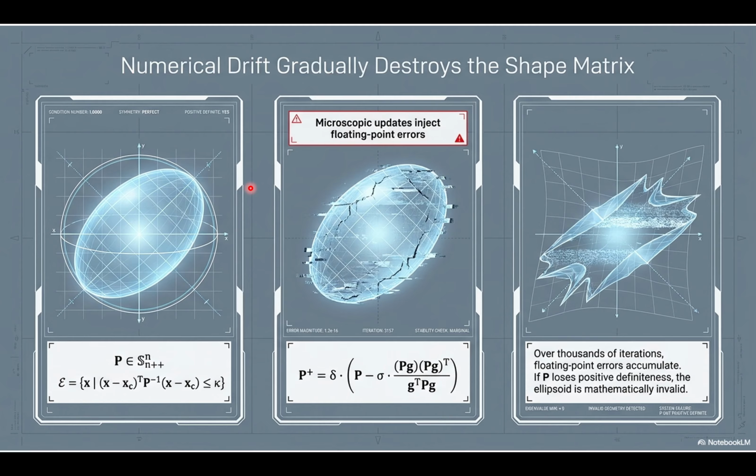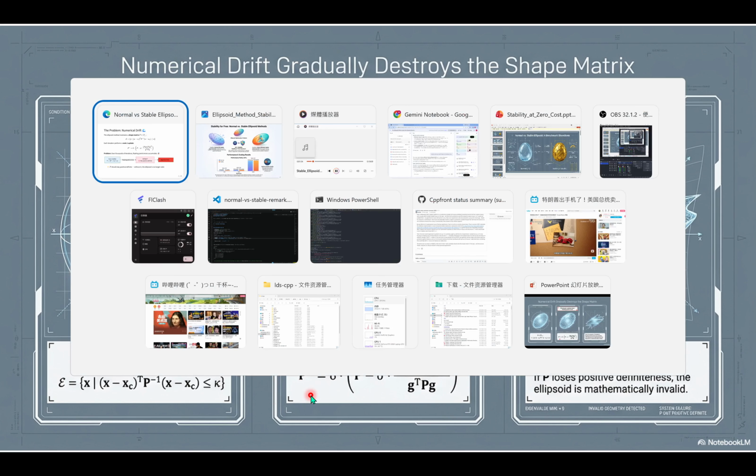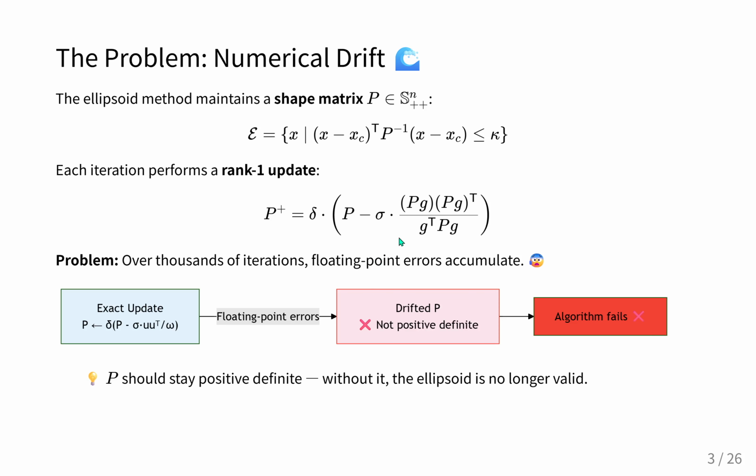Exactly. The ellipsoid is maintained purely as a shape matrix. Mathematically, it's represented as a capital P. Right, I saw that in the paper. P in the set of symmetric positive definite matrices, or S^N_++. Yeah, that's the formal notation. And for that ellipsoid to actually exist as a closed, valid shape that can trap a solution, this matrix P has to maintain that strict mathematical property. It has to stay positive definite.